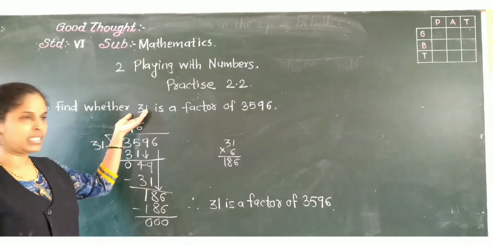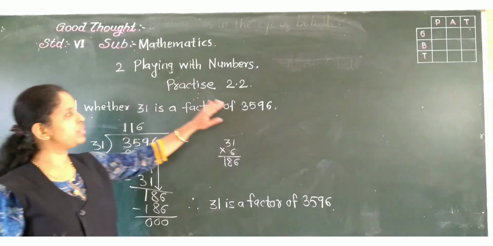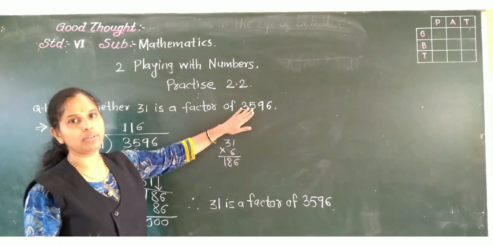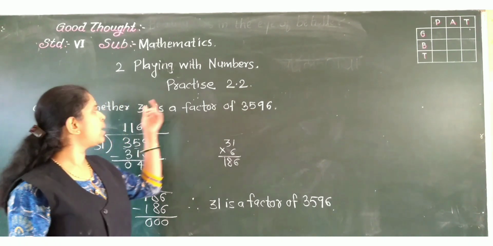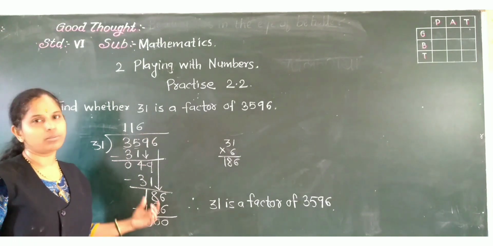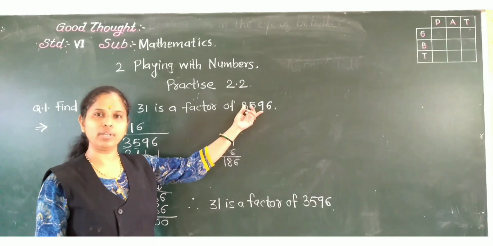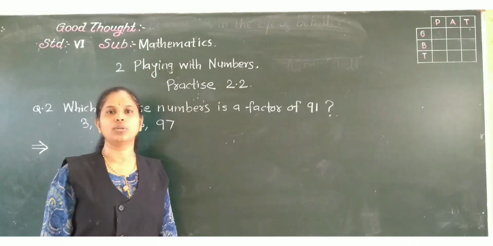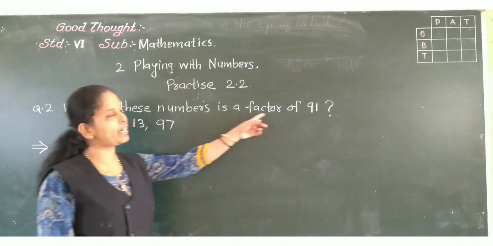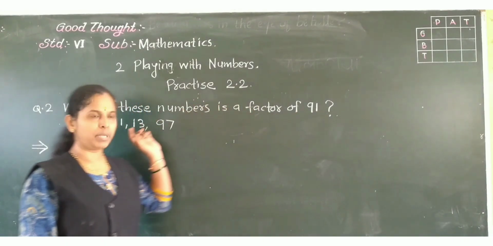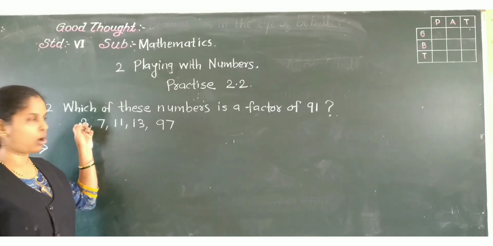So this number is given and they ask to find out whether 31 is a factor of this number or not. Then it is very easy. What do we have to do? We have to divide this number by this. If the remainder is 0, then yes, this number is a factor of the given number. Question number 2 is, which of these numbers is a factor of 91?